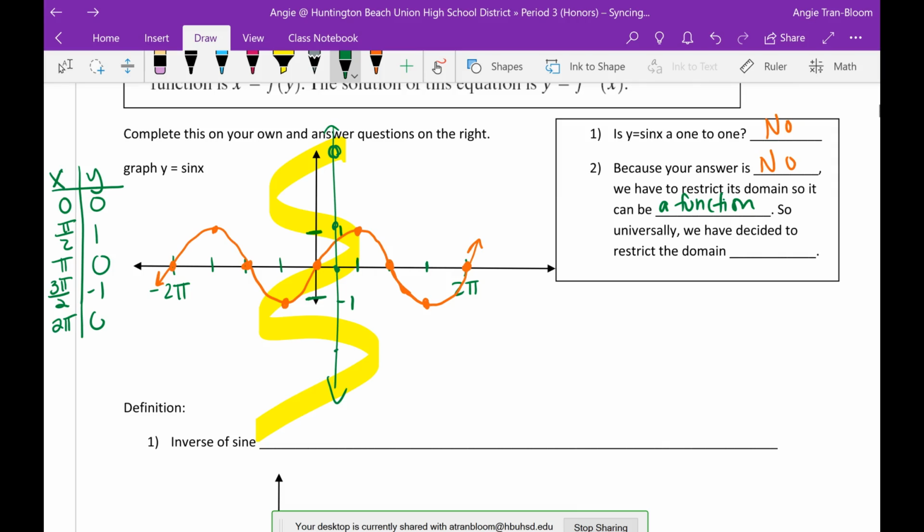But you can have infinitely many y values. Right, so for example, like the actual sine graph. So this sine graph is actually a function, but it's not a one-to-one function.